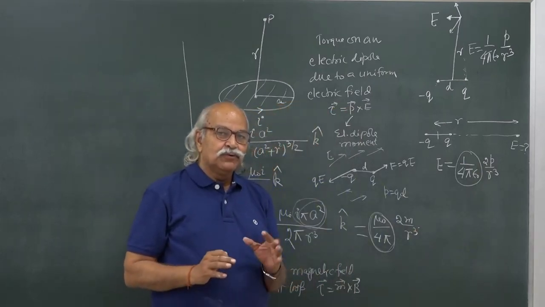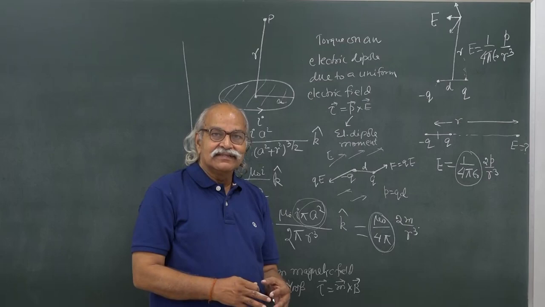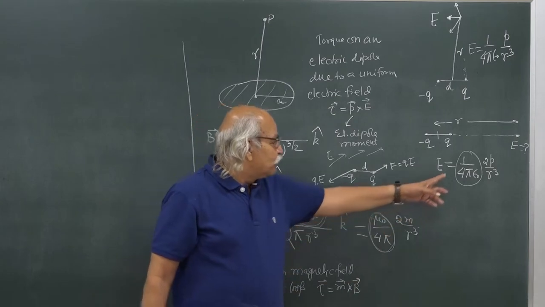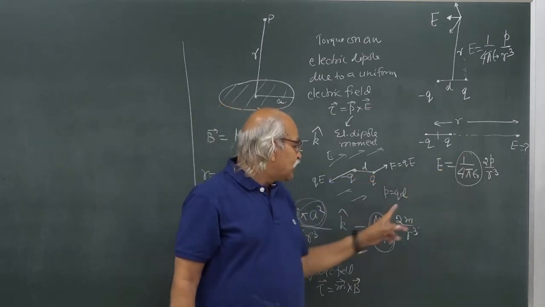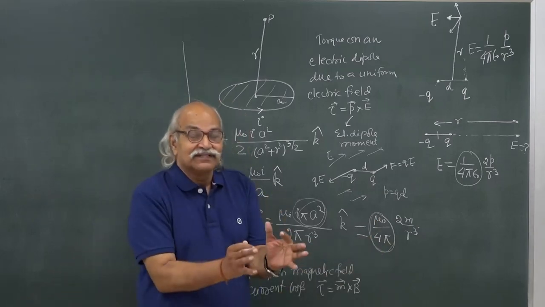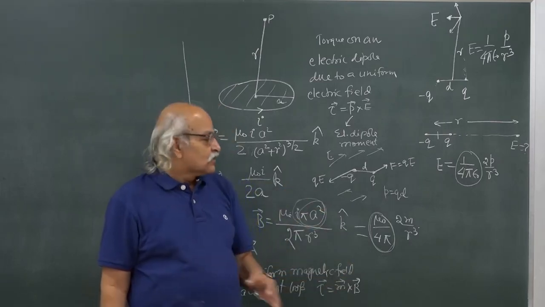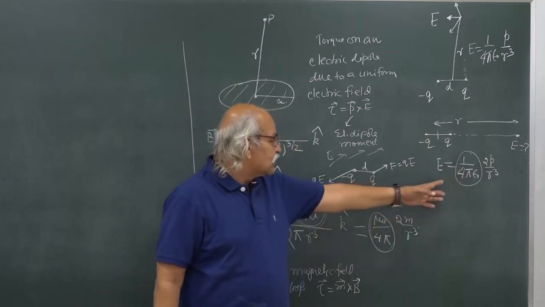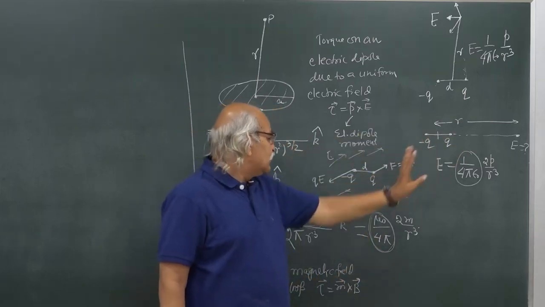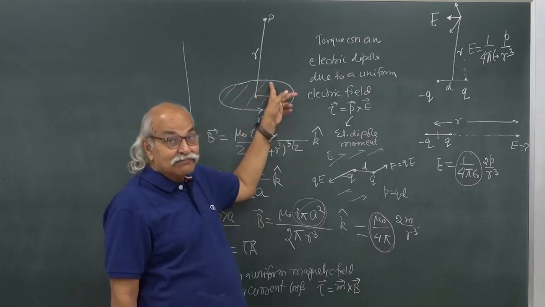often, if you are writing expressions from electrostatics and there is a corresponding situation in magnetostatics, then this 1 by 4 pi epsilon naught can be replaced by mu naught by 4 pi, and you make a smooth transition formula-wise from electrostatic formulae to magnetostatic formulae. So, this situation is very similar to this situation. This we are calling an electric dipole and dipole moment P. Similarly, here we are calling it a magnetic dipole and magnetic dipole moment M.